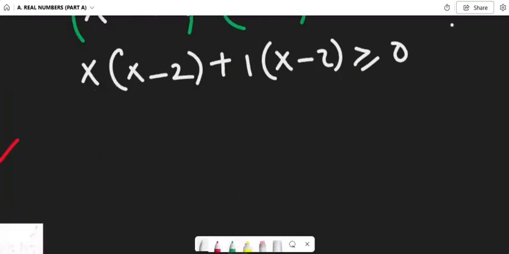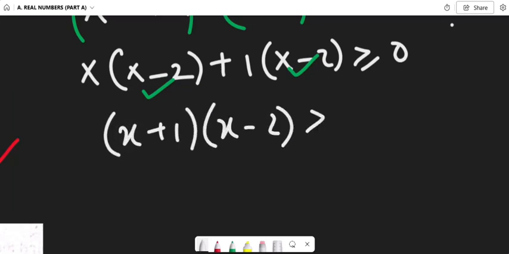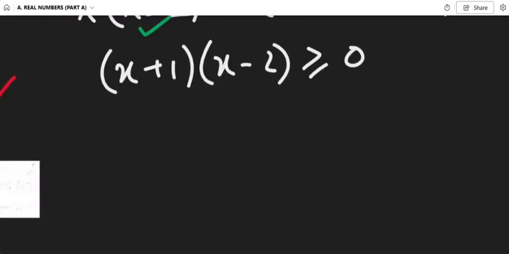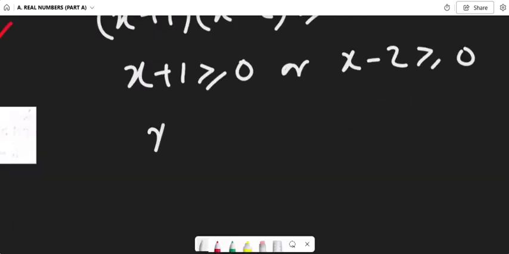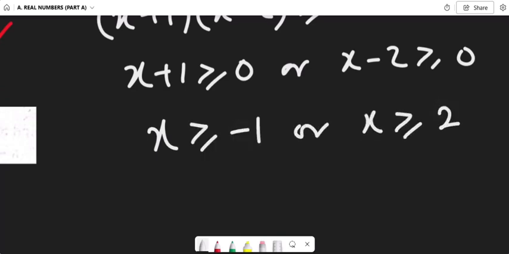The next thing to do is to pick the common factor. When I pick the common factor, I have x plus 1, then x minus 2, greater than or equal to 0. Next, we find the value of x by separating the factors. I have x plus 1 greater than 0 or x minus 2 greater than 0. So x is greater than minus 1 or x is greater than 2. When you bring the plus 1 to the other side, it turns to minus 1, and when you bring your minus 2 to the other side, it turns to plus 2.